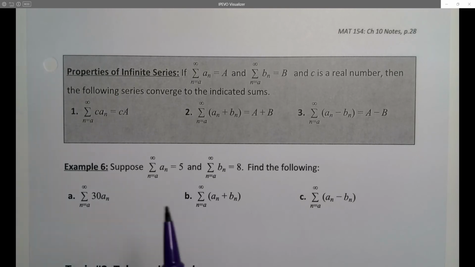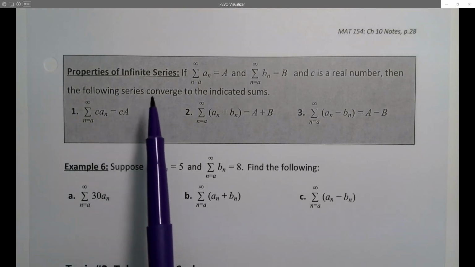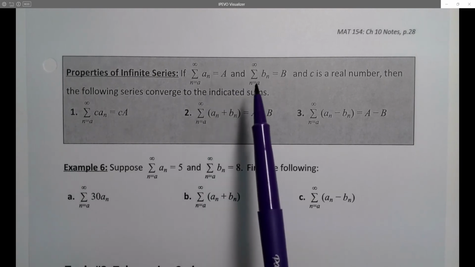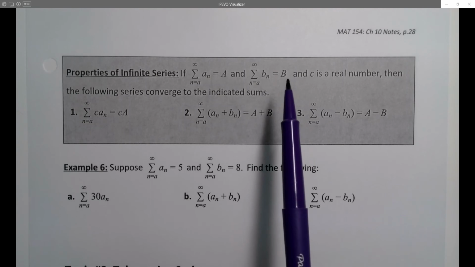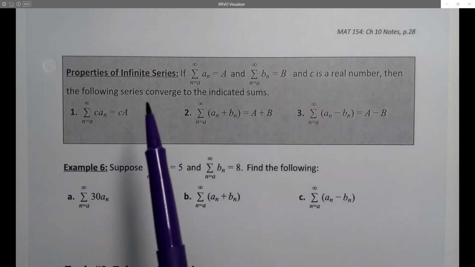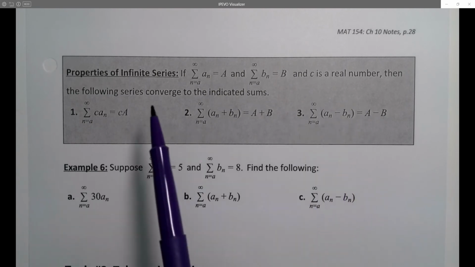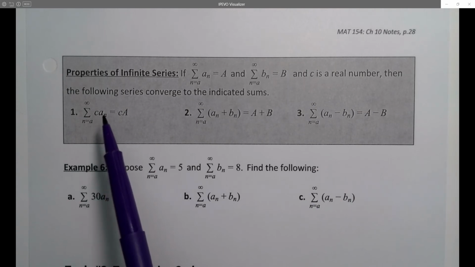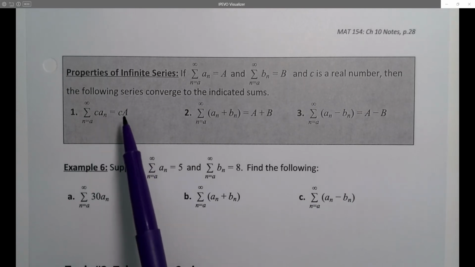The first is that infinite series have properties. If we know that an infinite series adds to a number, and another infinite series adds to a number, and then we have some constant c that is a real number, then the following three things are true. If I take my infinite series and I multiply every term by that constant, then I'm just multiplying the sum by that constant.